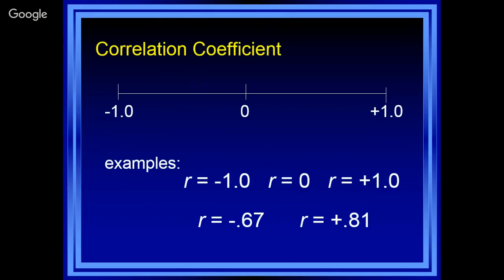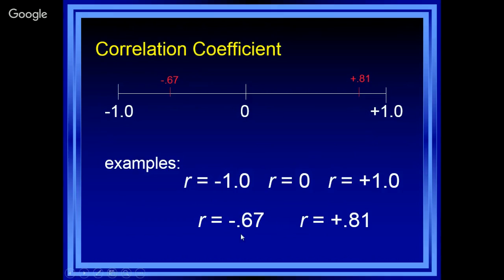So if I have a number line like this, see how it goes all the way to -1 and up to +1, but nowhere else. And anything on that line is fair game. If I put some examples, you can have a correlation coefficient equal to -1. You can have one equal to 0. You can have one equal to +1. -0.67, +0.81. I just made up examples. It can fall anywhere in this range.